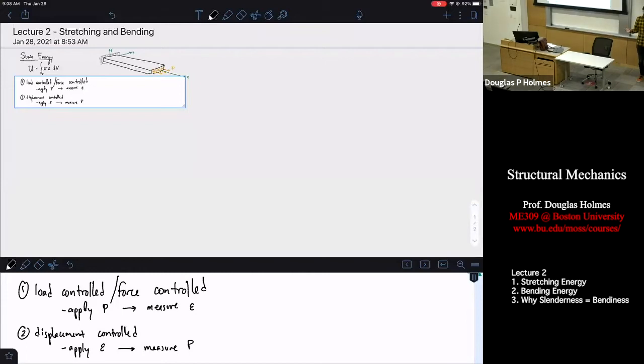It seems like these are exactly equivalent, and sometimes they are. But in the case of instabilities, we talked about the three fundamental ideas in structural mechanics: stiffness, strength, and stability. In the case of stability, this can make a huge difference. So for instance, when we talked about the soda can experiment, we've all stepped on and crushed a soda can.